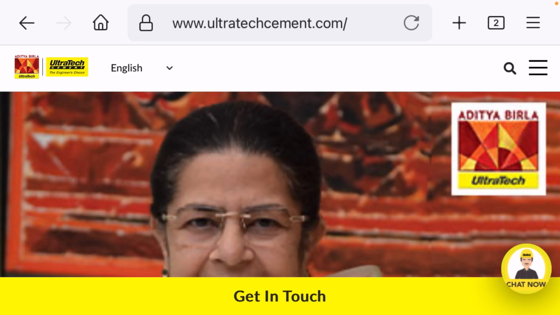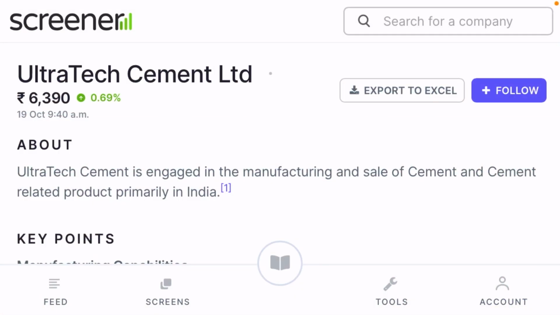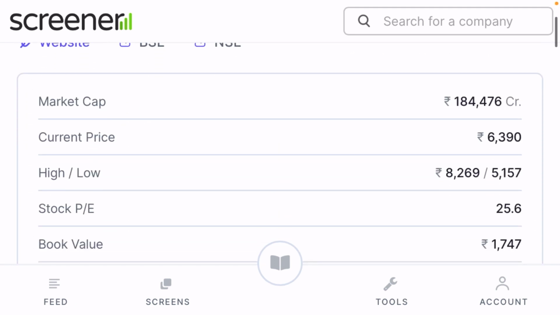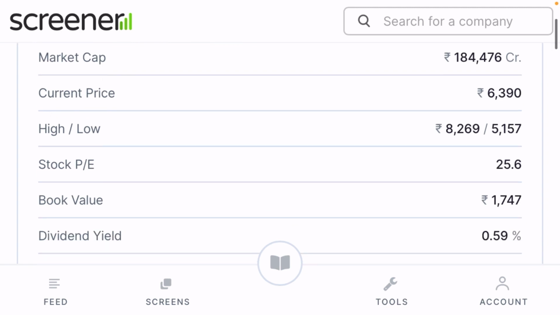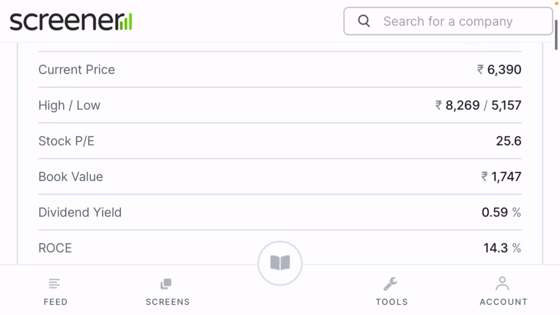We will look at the fundamentals. UltraTech Cement is engaged in the manufacturing and sales of cement and cement products in India. Right now the market cap of this company is 1,84,000 crore and the current price is 6,390. The high price is 8,269 and the low price is 5,157. The stock P/E is very genuine as per the market cap and the kind of volume and product the company has. This P/E is reasonable for this company.